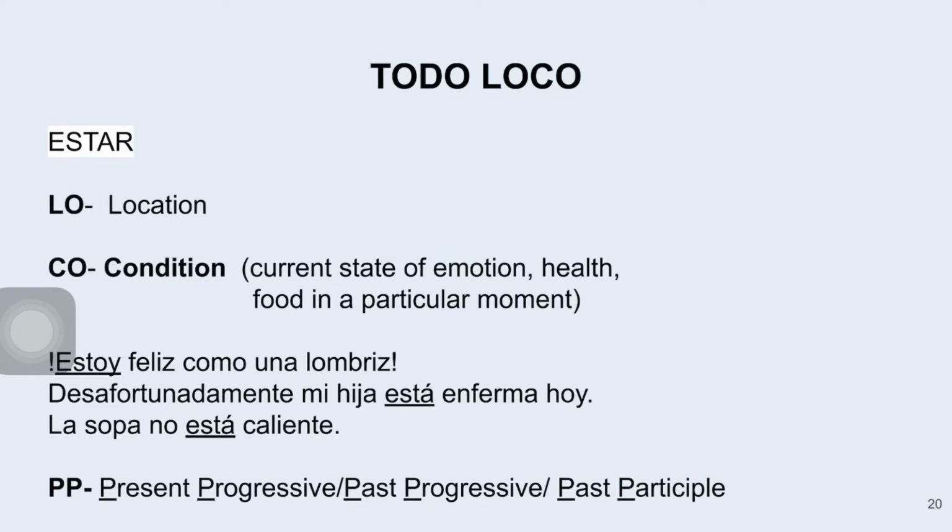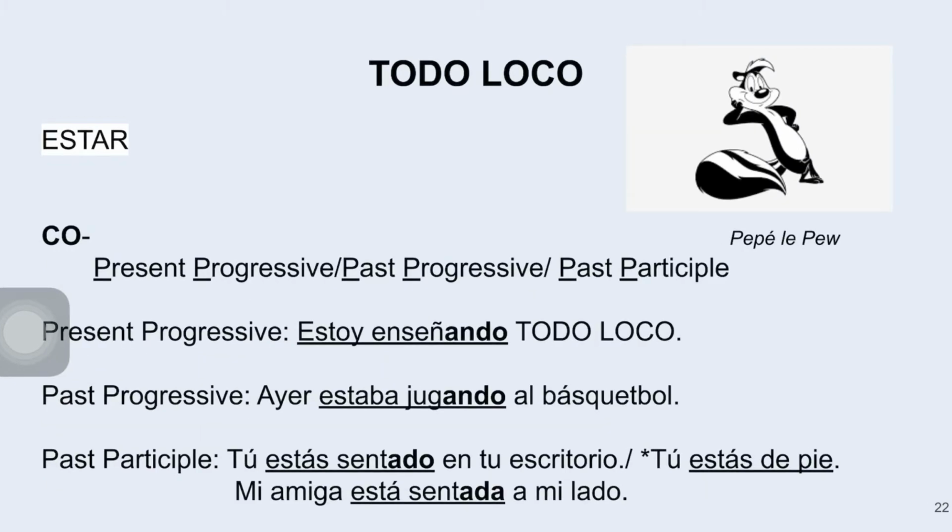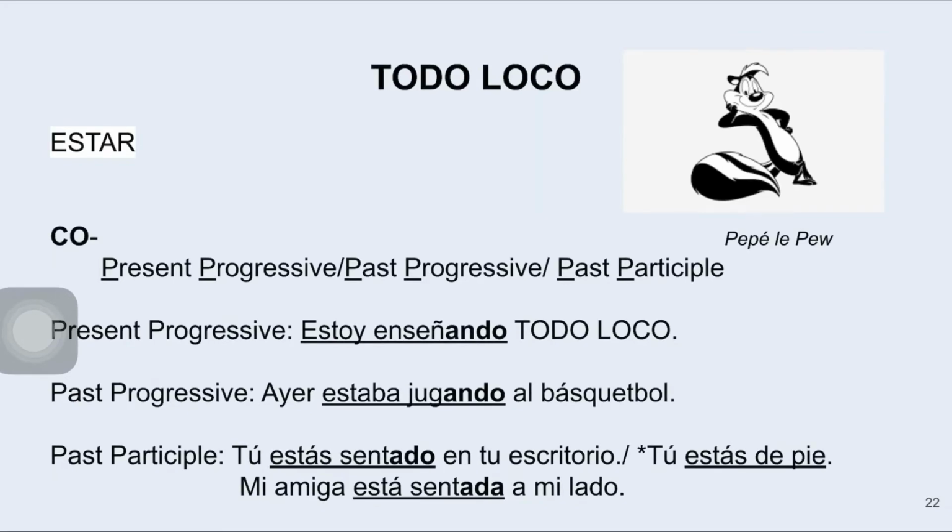La sopa no está caliente. The soup's not hot. Pepe Le Pew is a character from Looney Tunes. He's a skunk with a big heart. So let's take a look at Pepe. Present progressive is what someone is doing in the moment. Estoy enseñando Toto Loco. I am teaching Toto Loco. Notice I use a star with that verb form.